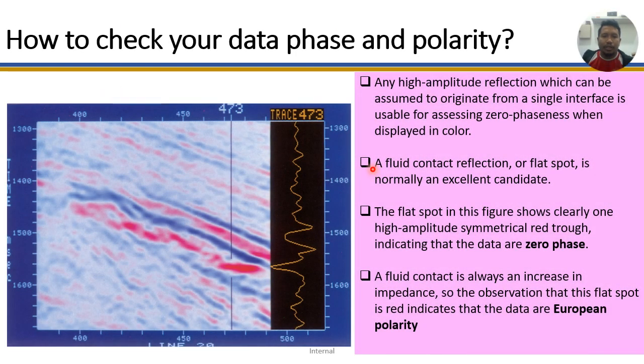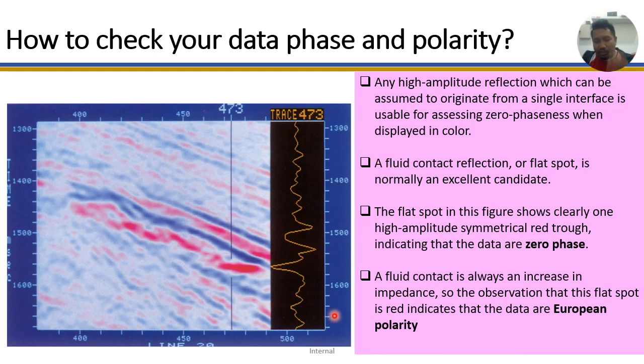So how do you check your data phase and polarity? Basically, we go step by step. Number one, we need to identify a high amplitude reflection, which can be assumed to originate from a single interface. So this could be a fluid contact reflection or a flat spot, as an example.